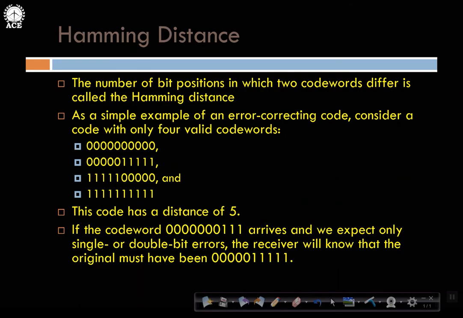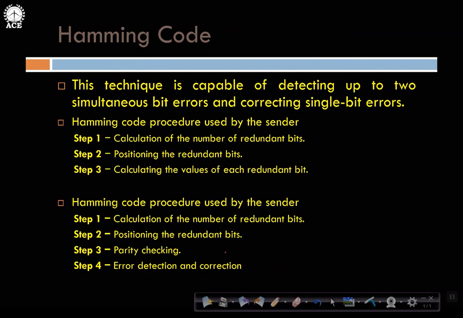Now the Hamming concept I've already done. I'm not going to explain everything. So I talked about Hamming distance. Then the same example, I said that the Hamming distance is 5. So therefore you can detect 4 errors, you can correct 2 errors. We did that already. And then the technique of the Hamming method also I have explained to you. In step 1 what the sender will do, step 2 what the receiver will do. The sender will calculate the number of redundant bits, how many check bits are needed, then position the redundant bits.